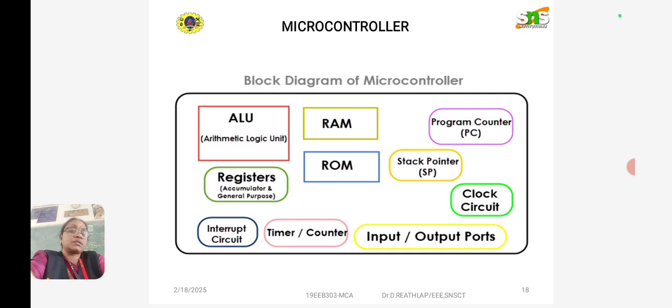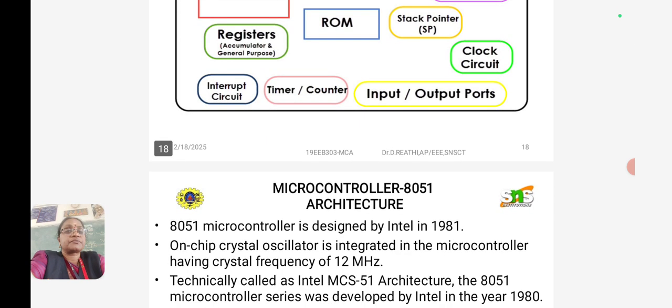Then the next block diagram consists of the clock circuit, timer and counter, input output ports, and interrupt circuits. So these are the blocks which are in the 8051.